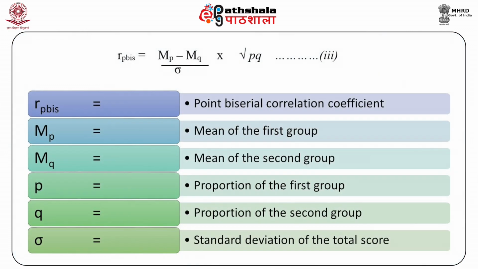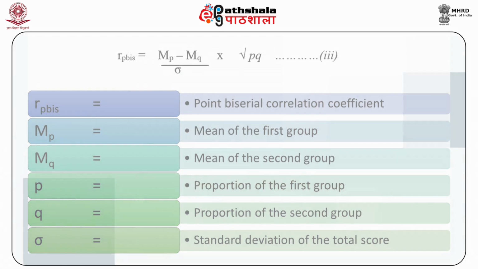divided by sigma multiplied by the square root of PQ, where Rp bis is the point biserial correlation coefficient, MP is the mean of the first group, MQ is the mean of the second group, P is the proportion of the first group, Q is the proportion of the second group, and sigma is the standard deviation of the total score.